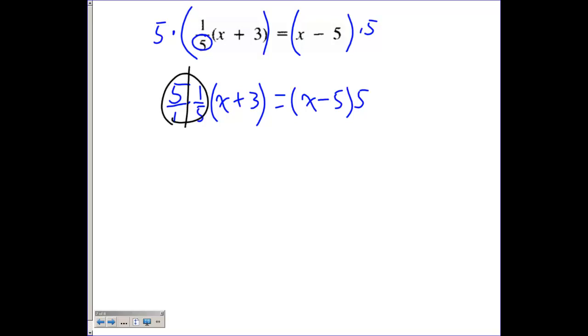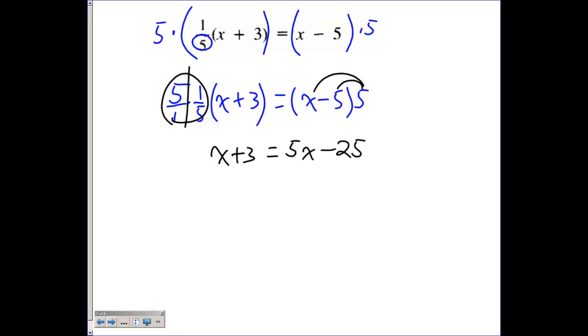And 1 times x plus 3 is just x plus 3. So I bring down my x plus 3. Over on this side, I need to distribute my 5 to both. So 5 times x is going to give me 5x. And a 5 times a negative 5 is going to give me negative 25.